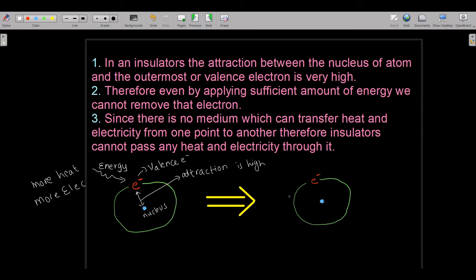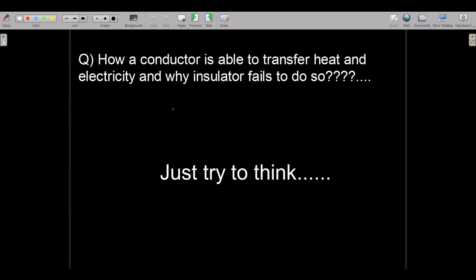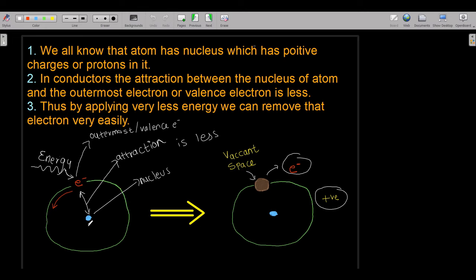So our question was, how is a conductor able to transfer heat and electricity, and why does an insulator fail to do so? Now we have got the proper answer. In the case of conductors, we are able to remove these electrons by applying certain energy, maybe applying heat or applying electricity. Let's say we are applying heat, due to which the atom loses one electron.